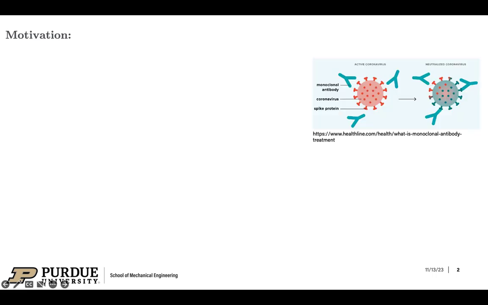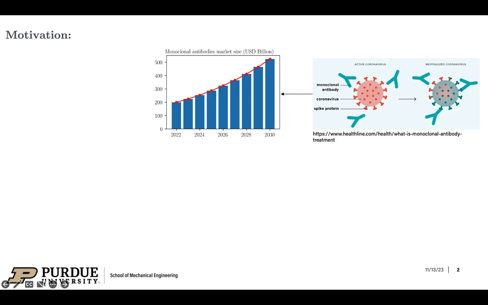Monoclonal antibodies are laboratory engineered proteins that function as the antibodies naturally created by the immune system to respond to infection. They bind to the molecule or antigen they were generated against and trigger the immune system to attack it. Monoclonal antibody treatment has proven effective for diseases such as cancer, arthritis, or even COVID-19. The monoclonal antibodies market size has been steadily increasing from $150 billion in 2015 to $200 billion in 2021, and it's expected to grow up to $500 billion in 2030.